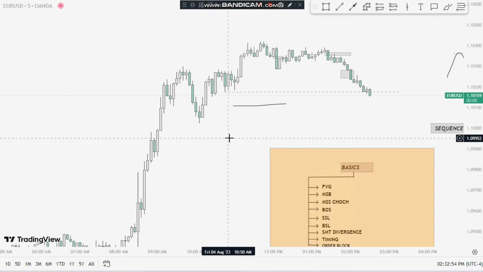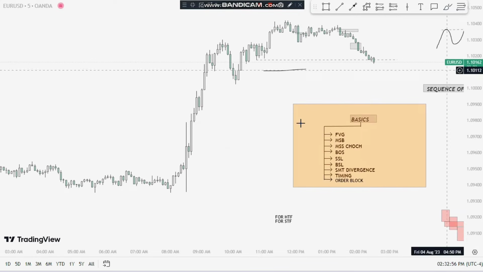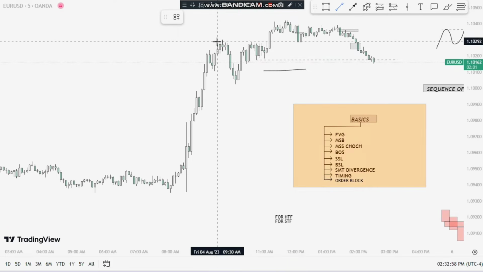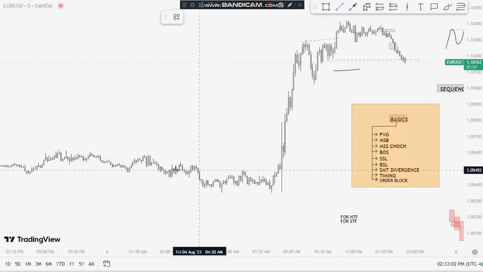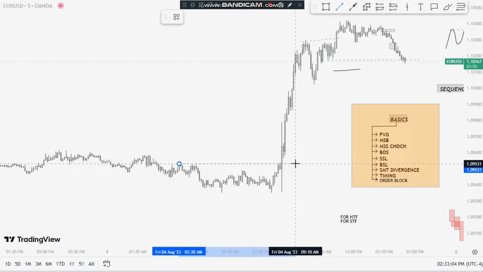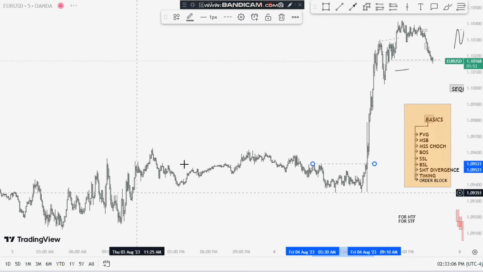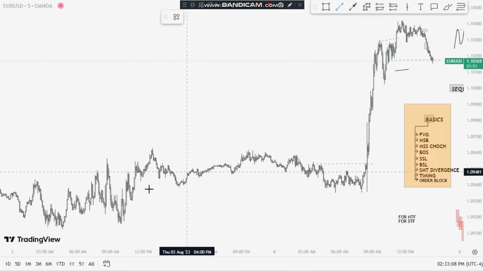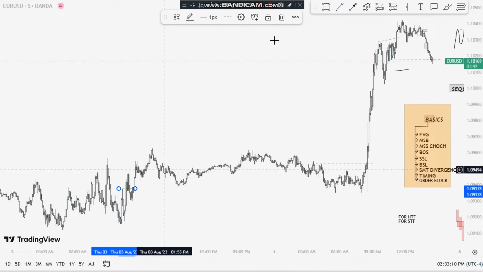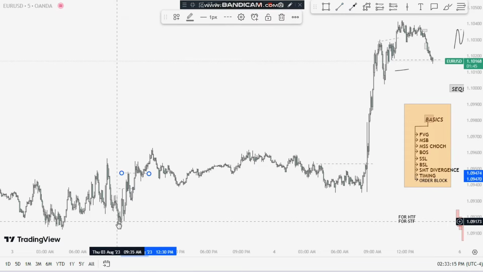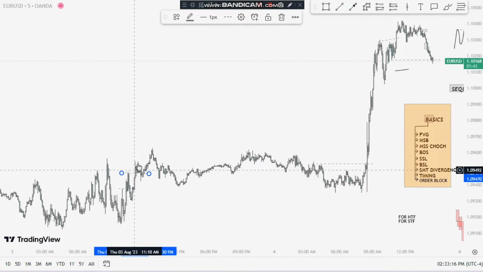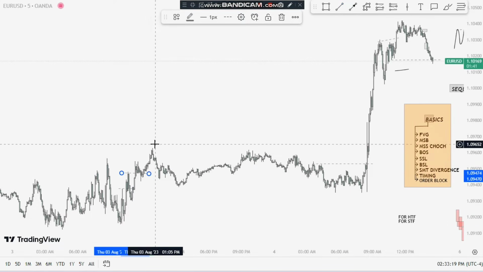I will show you the break of structures here. You can see break of structure happened here. The price showed continuation, it broke in the same direction. Here you can see there are multiple break of structures. This is the break of structure, then this is the break of structure. See, this shows a continuation. The price breaks in the same direction.